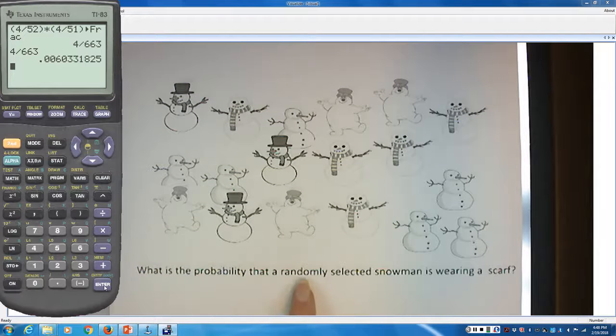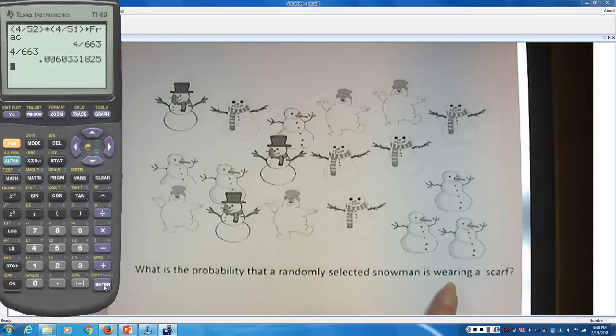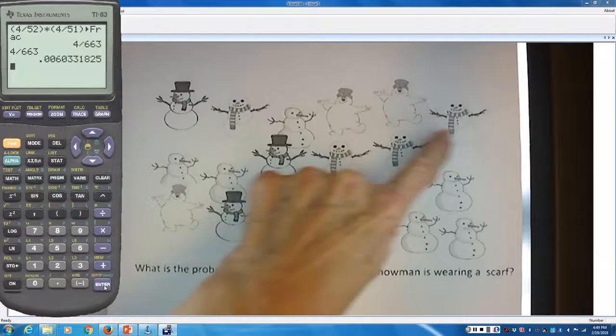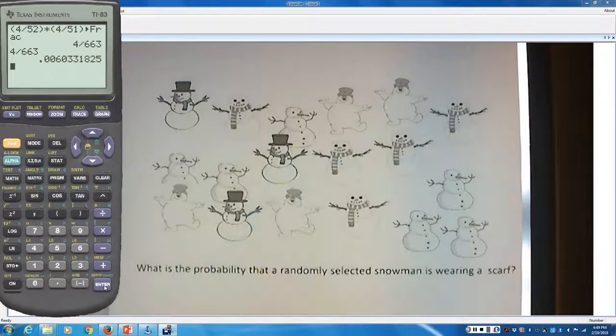But this is how you do this worksheet. Find the probability a randomly selected snowman is wearing a scarf. How many of those snowmen are wearing scarves? 8. How many snowmen are there total? So the answer is 8 over 18. Okay? Read the question. Count the snowmen. As long as you get this finished by the time I see you the next time, you're free to go.